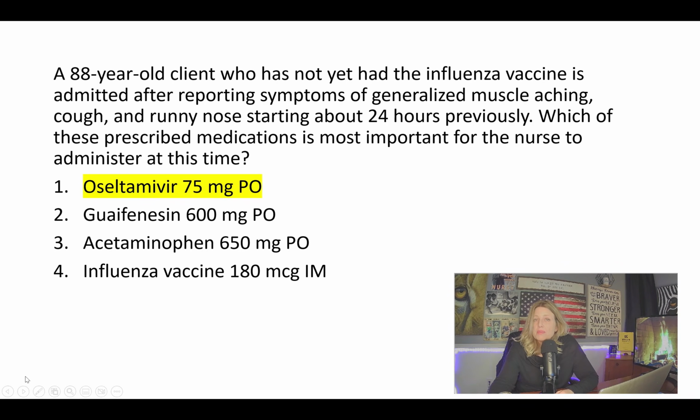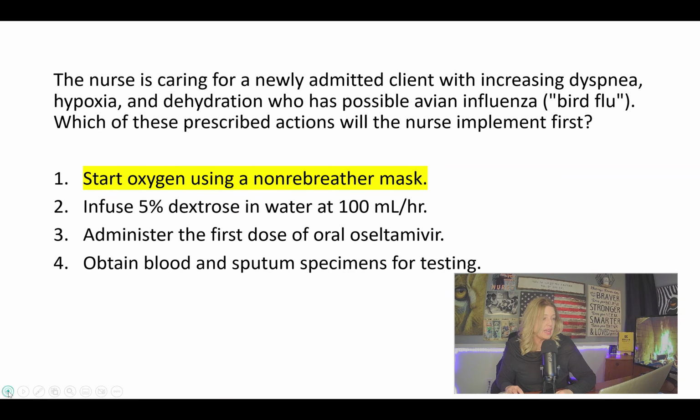Because all the other symptoms are subjective, I can go ahead and give the oseltamivir first. Now, I wanted to show you the difference between this question and the previous question, because the previous question also had number 3, administer the first dose of oseltamivir. Why didn't we pick it then?